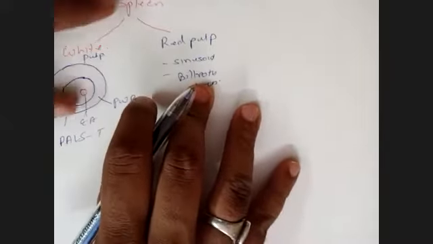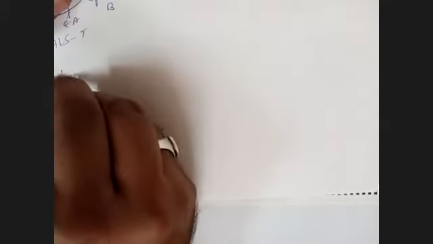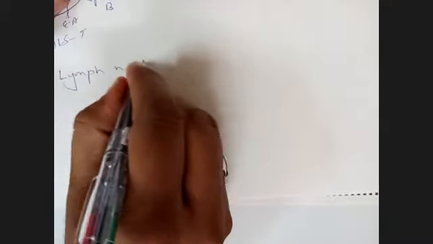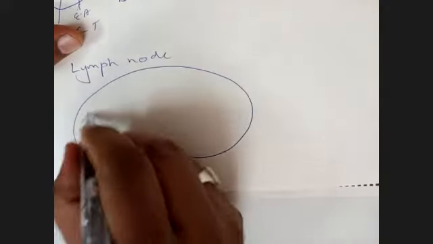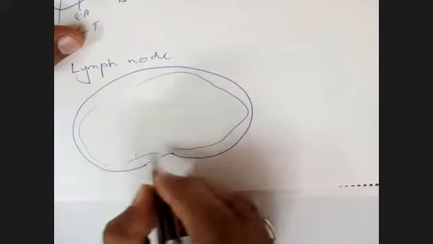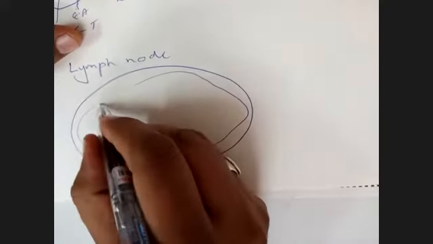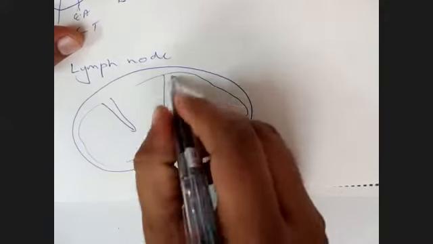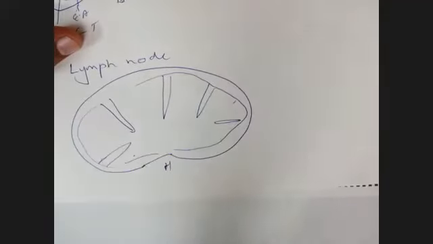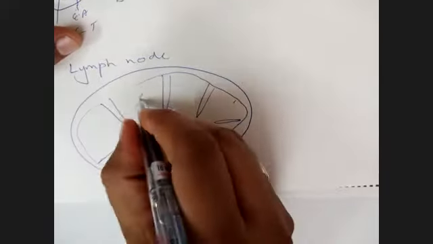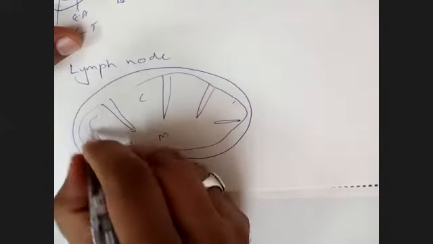Now we move on to the next organ, and that is the lymph node. Okay, lymph node is bean shaped or kidney shaped like this. There is a capsule, then there is a subcapsular sinus, and then here is the hilum, and then there are trabeculae. This part where the trabeculae are is called cortex, and this part is medulla. So this is cortex, this is medulla. In the cortex there are lymphoid follicles.